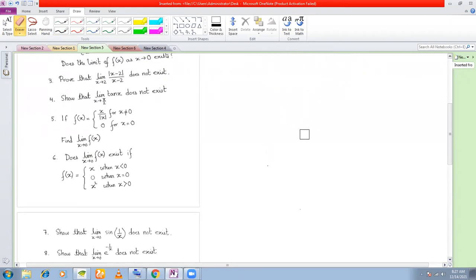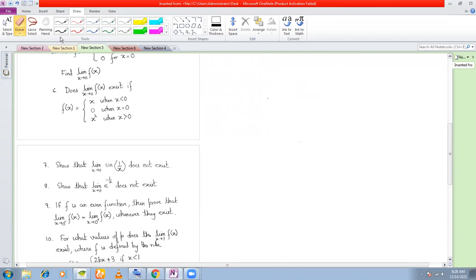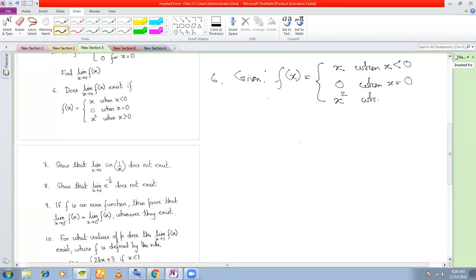Next question, number 6. Again, a piecewise function is given here. Given f(x) is equal to x when x is less than 0, is equal to 0 when x is equal to 0, is equal to x square when x is greater than 0. You need to check whether limit x tends to 0 f(x) exists.